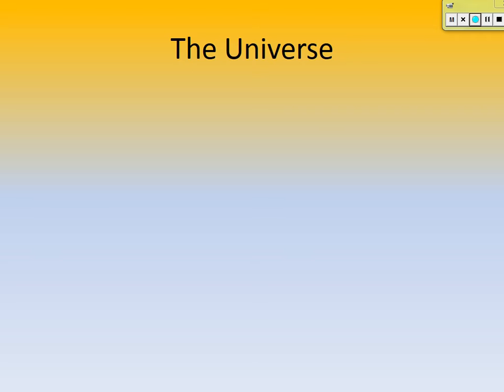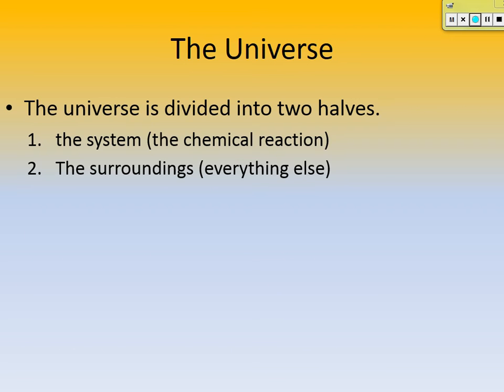Okay, let's go back to the definition of what the universe, the system, and the surroundings are, and kind of look at that. The universe is divided into two halves. Okay, there's the system, which in chemistry is the chemical reaction. And there's the surroundings, which is everything else besides that chemical reaction.